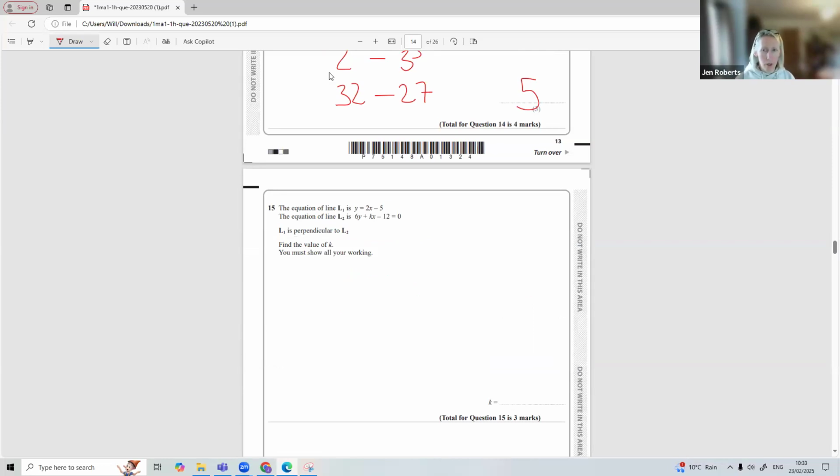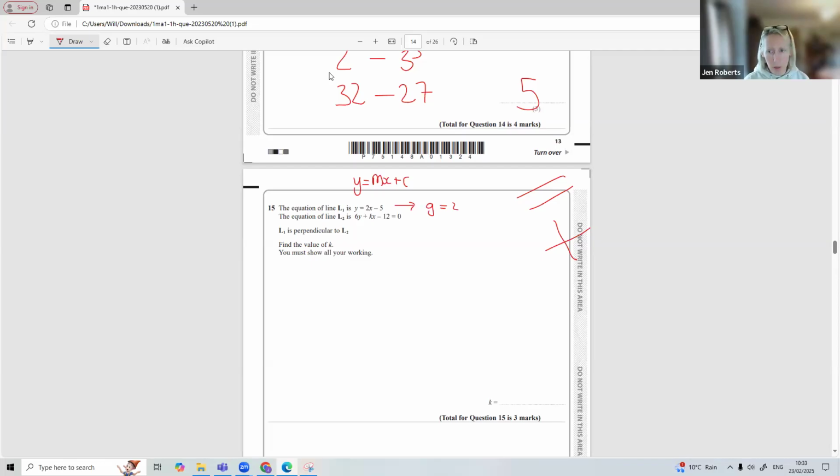L1 and L2 are perpendicular. Now, if your lines are parallel, the gradient's the same. If your lines are perpendicular, the gradient of one is the negative reciprocal of the other gradient. Well, I know the gradient for L1 because it's in the form y equals mx plus c. So your gradient here is 2.